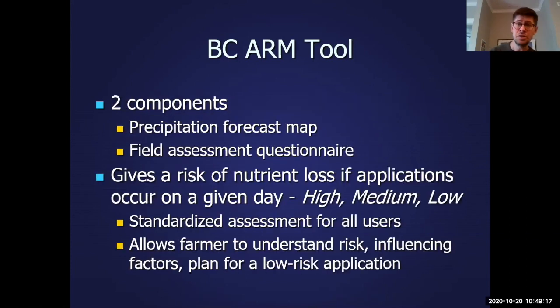So as I mentioned, there's two components: that precipitation and then the field specific stuff. And so the tool is structured that way. At the initial phase, there's a precipitation map that the grower can interact with to figure out what the forecast is. And then that pushes them afterwards into a field questionnaire where they go through and look at what's actually going on at the site where they want to apply. And so overall, this is going to give the producer a risk of nutrient loss if they go ahead and spread on a given day.